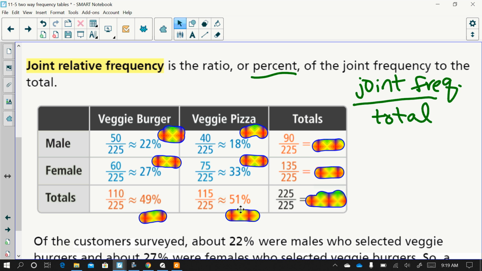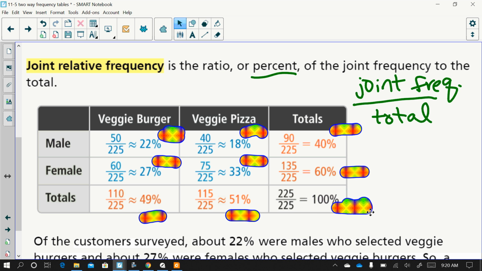Okay, and then we look at the male total. We had 90 out of 225 were males, so 40% of people surveyed were male. Okay, female, 135 out of 225, 60% of people surveyed were female. And of course, total, 225 out of 225 better give you 100%. Okay, also notice the total here equals 100%. And then if I take this total, I also get 100%.